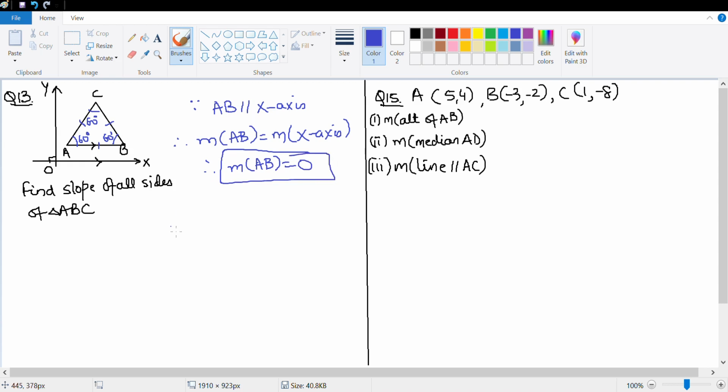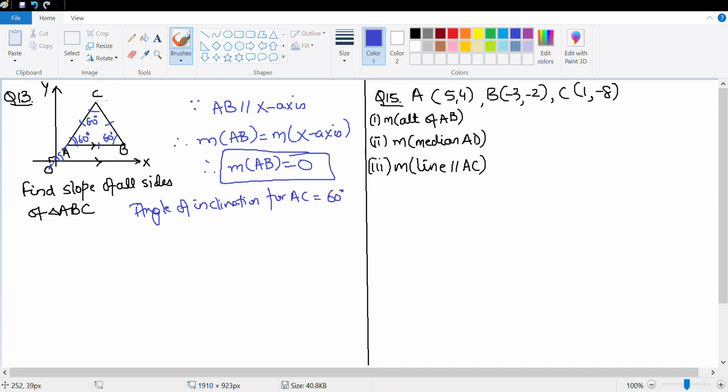Now let's look at AC. What angle does it make with the x-axis? It'll make an angle of 60 degrees, because if I extend AC and it touches the x-axis, these two will be corresponding angles. That's why they will be equal. So the angle of inclination for AC is equal to 60 degrees.